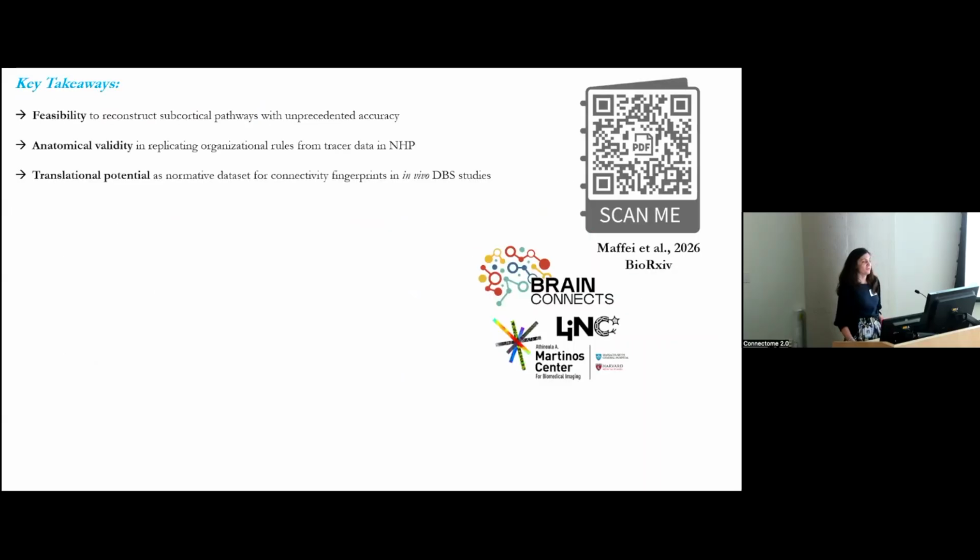So just briefly to conclude, we show the feasibility to reconstruct very small subcortical pathways with unprecedented accuracy using this very high-res data. We proved the anatomical validity of this atlas in replicating organizational rules that we know from invasive tracer studies in non-human primates. And we also showcased the potential of this dataset to work as a normative dataset in vivo DBS studies.